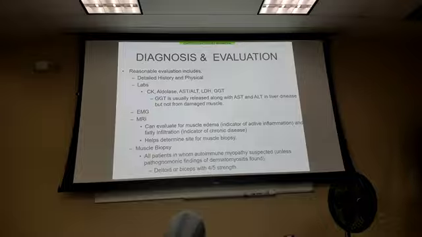It helps determine the site for the muscle biopsy. So where are we going to poke at? When we're doing the muscle biopsy, in all of the patients in whom autoimmune myopathy is suspected, that's who we want to do that in. If we're going to do that, we want to do the deltoid or the biceps. That's a good spot where we've got a lot of meat, right? So we can get some of that out.